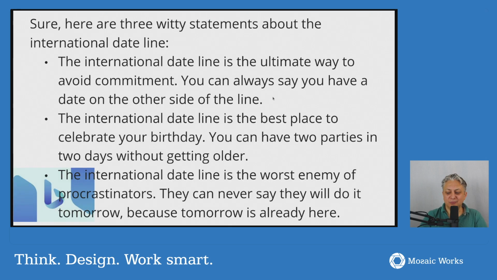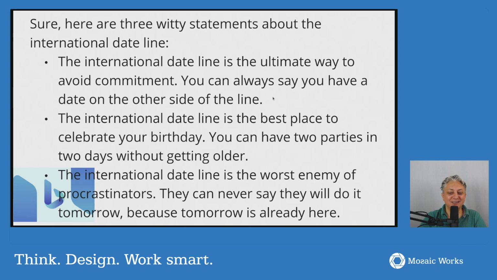Now, quick intermission here. I asked ChatGPT, actually Bing Chat, to write 3 witty statements about the international dateline, and this is what it came up with. The international dateline is the ultimate way to avoid commitment. You can always say you have a date on the other side of the line. I'm not sure how witty it is.